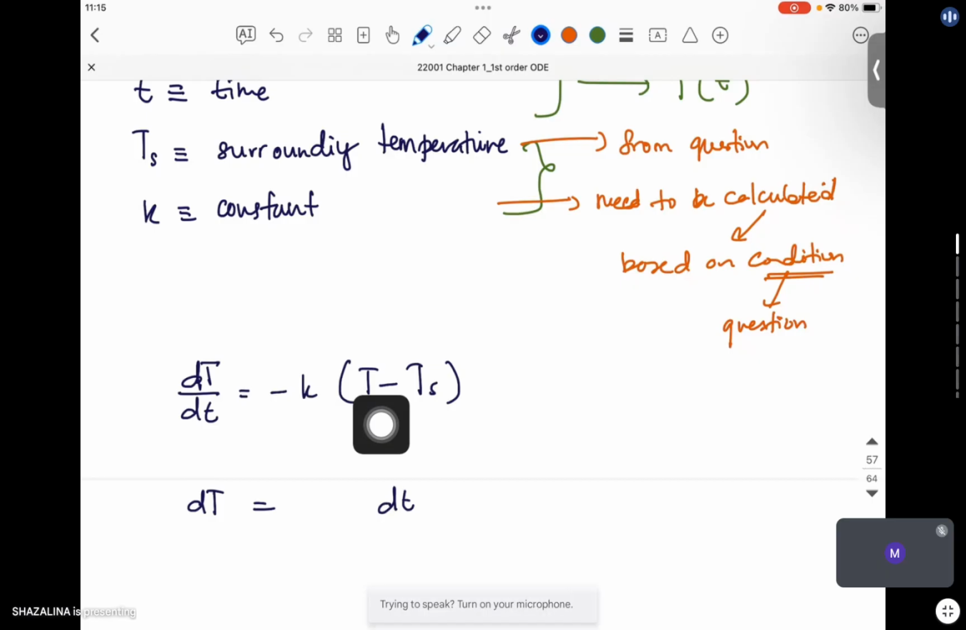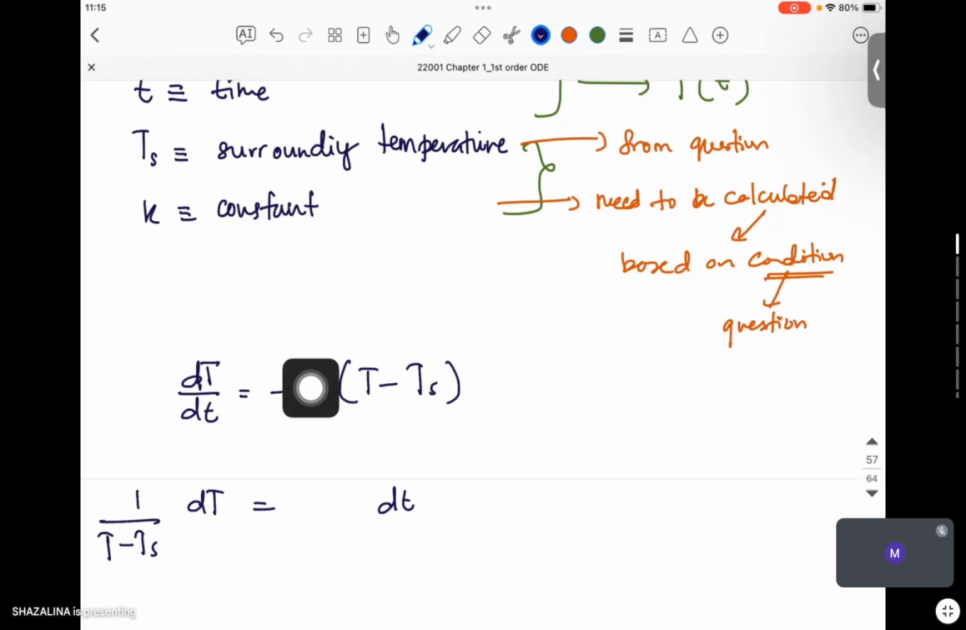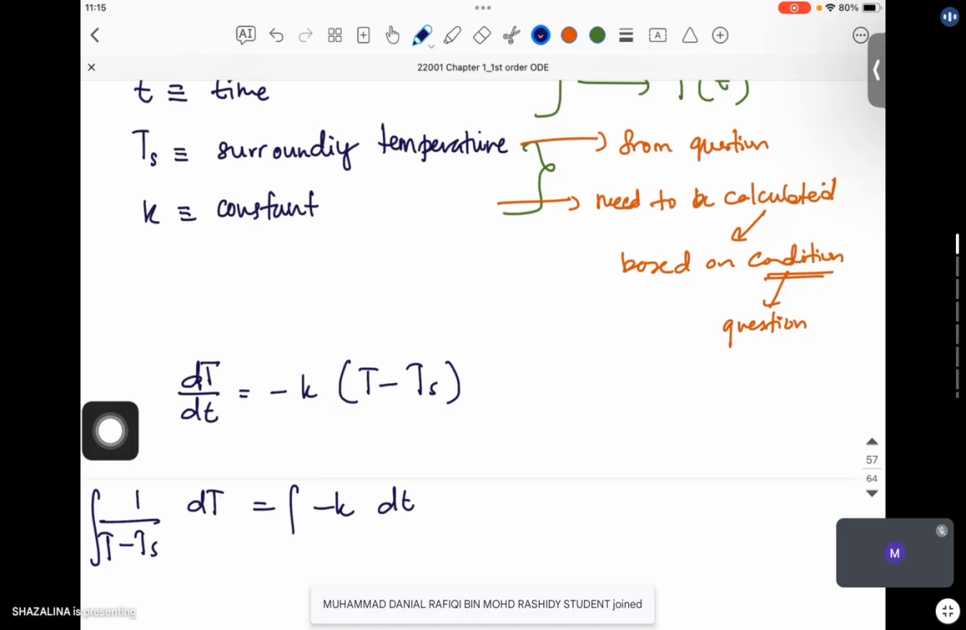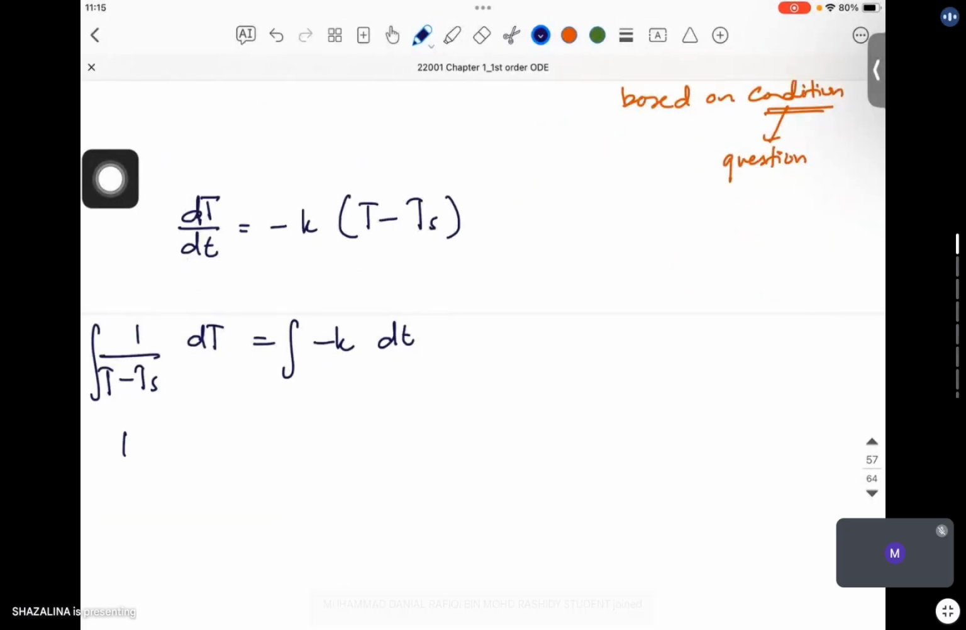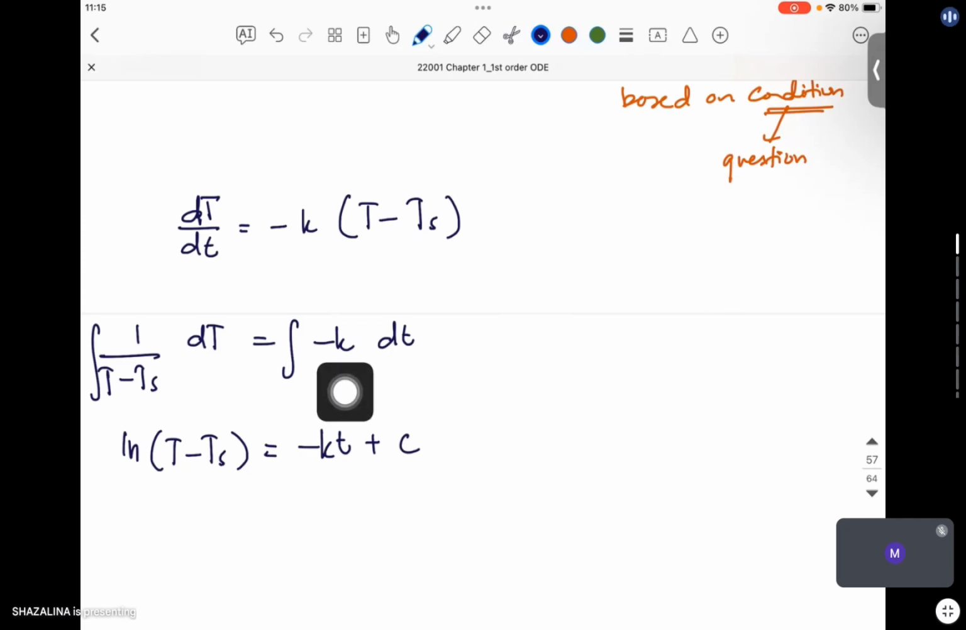For the capital T, di sini kita ada capital T. Tapi we cannot move only capital T. We need to consider capital T minus Ts. So pindahkan. Ini constant remain on the right hand side. Kemudian integrate. Then we'll have ln of T minus Ts equals negative k small t plus C. Okay, k is a constant. Integrating the constant with respect to small t, akan dapat negative constant t plus C.